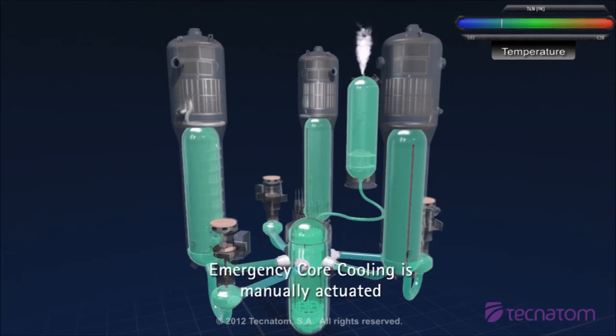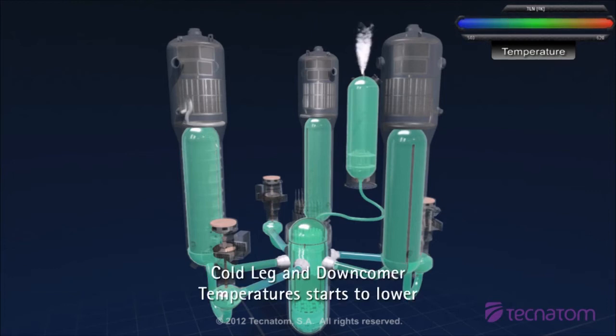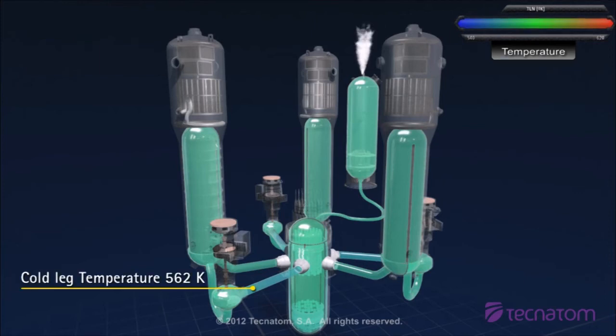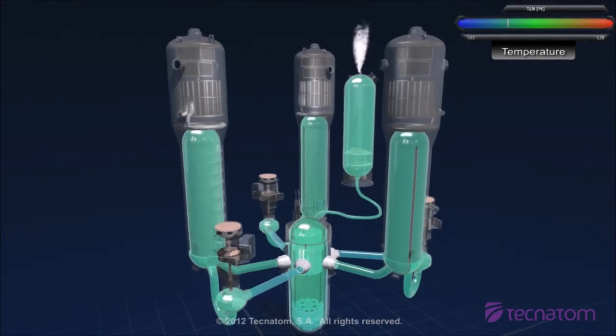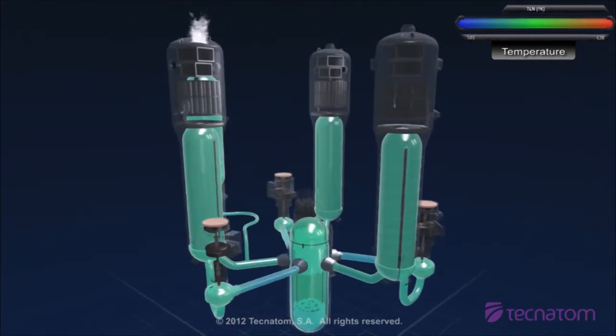Before that happens, core injection is established through the three cold legs. Cold leg temperature at this moment is lowering after the core injection. As time goes by, this cold water injection will collapse the reactor vessel bubble.